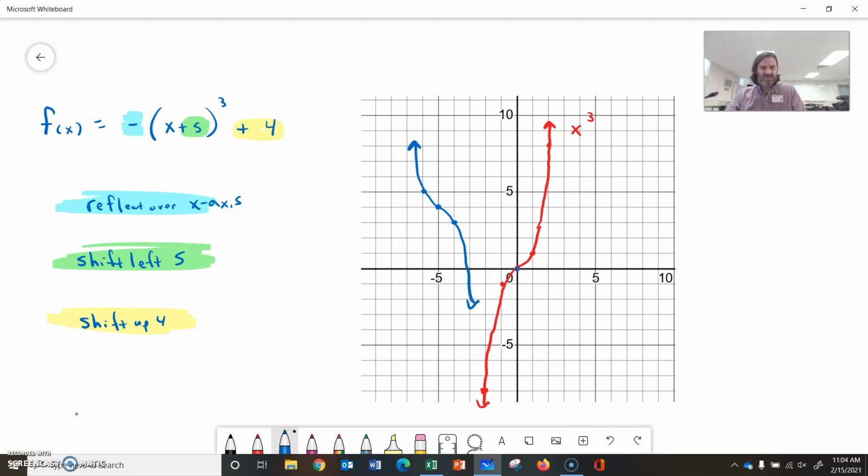So you can see it reflected kind of like it would be over the x-axis, although it's been moved. So the center point has moved to right here in the middle of my new graph.